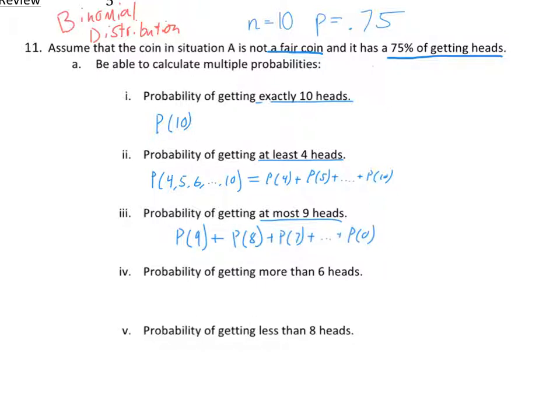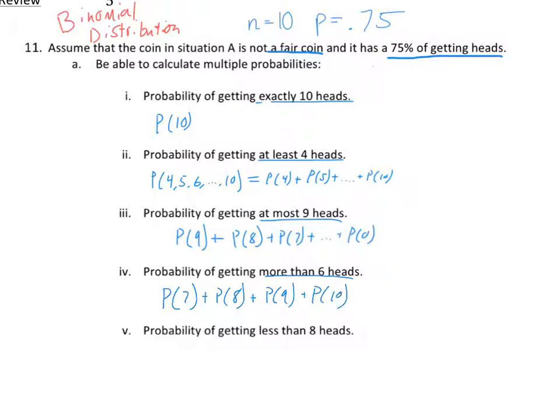Continuing on, probability of getting more than 6 heads. I'm okay with more than 6 heads. I'm not okay with 6 heads, so I want the probability of 7 plus the probability of 8. More than 6, right? Probability of 9, and then probability of 10. Those are all more than 6.